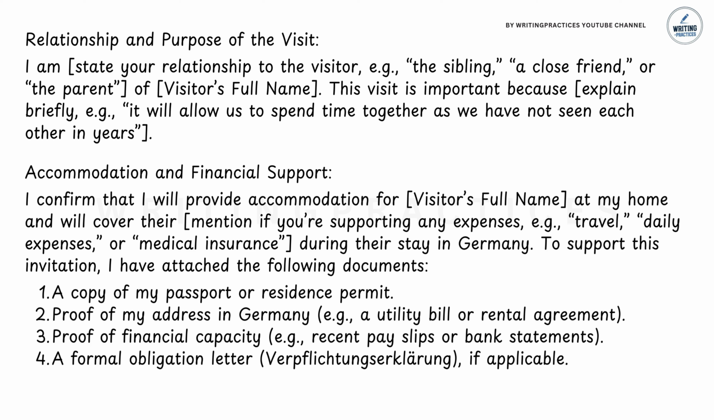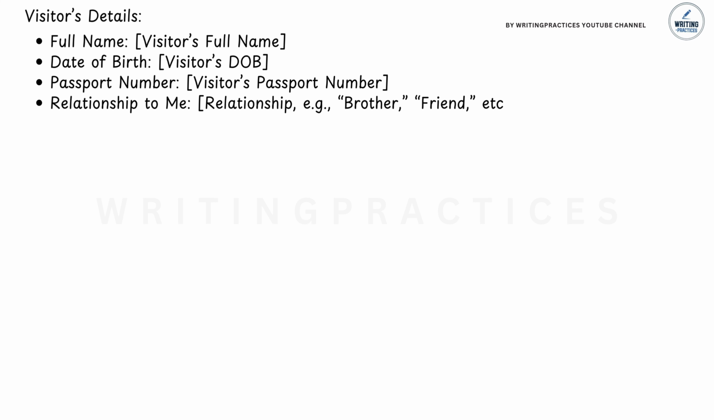9. Visitor's details. Provide detailed information about the invitee, including their full name, date of birth, passport number, and your relationship to them. This specificity aids in the visa application's verification process. For example, full name, Jane Smith. Date of birth, April 5, 1990. Passport number, B1234567. Relationship to me, friend.